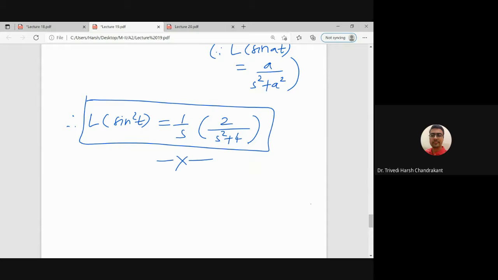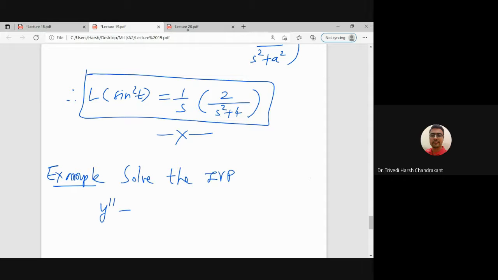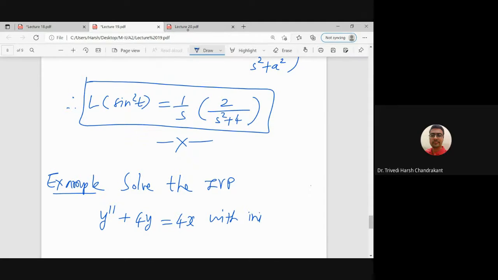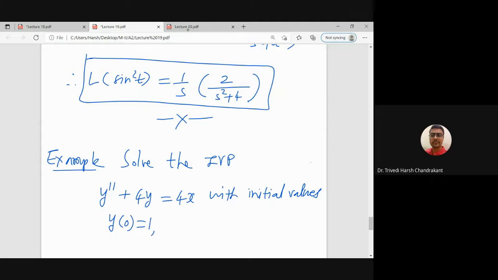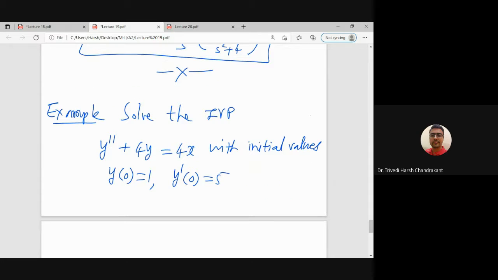Now let us take one initial value problem, and see how we can solve that using the Laplace transform. So solve the IVP, that is y double dash plus 4y is equal to 4x with initial values. The initial values given here are y at 0 is 1, and the value of the derivative at 0 is 5. So solve this initial value problem using the Laplace transform.